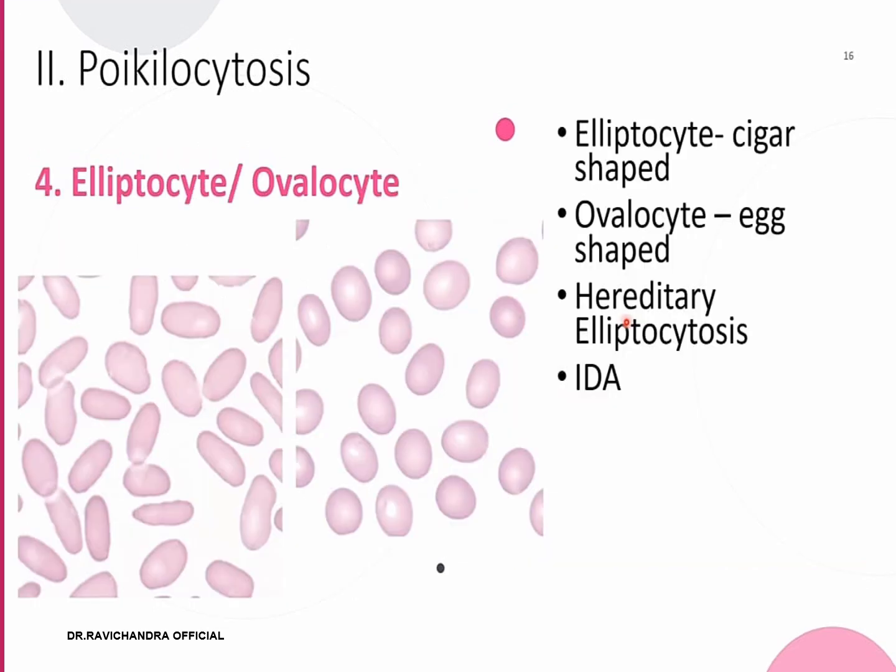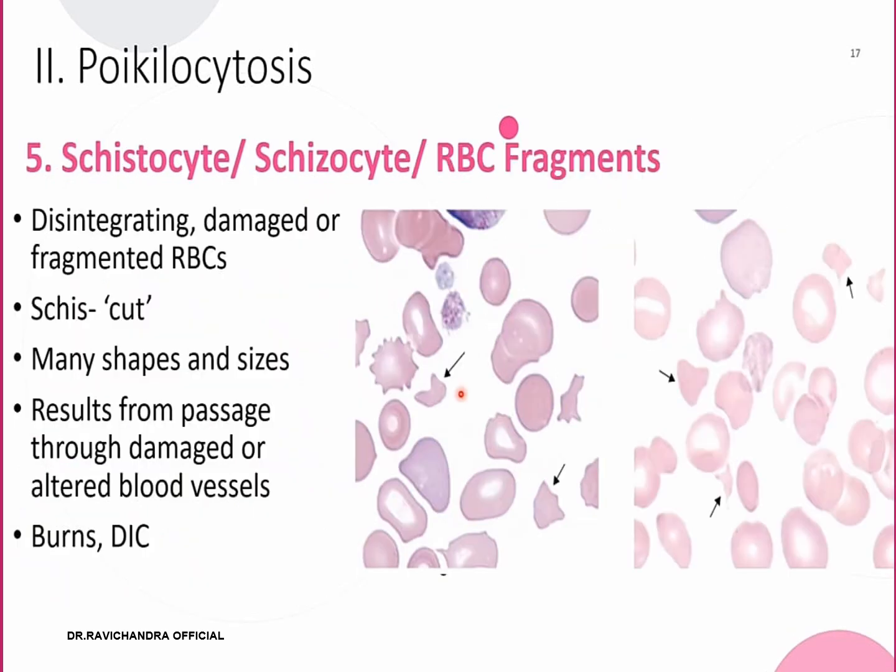Coming to elliptocyte or ovalocyte, elliptocytes are cigar shaped and ovalocytes are egg shaped, seen in hereditary elliptocytosis and iron deficiency anemia. Schistocytes are RBC fragments. The schis prefix indicates cut. So these are disintegrating, damaged or fragmented red blood cells with many shapes and sizes, resulting from the passage through damaged or altered blood vessels. And these are seen in burns and disseminated intravascular coagulation, also called consumption coagulopathy or DIC.